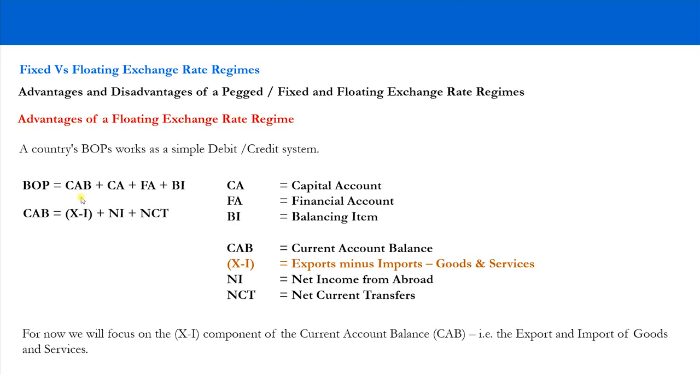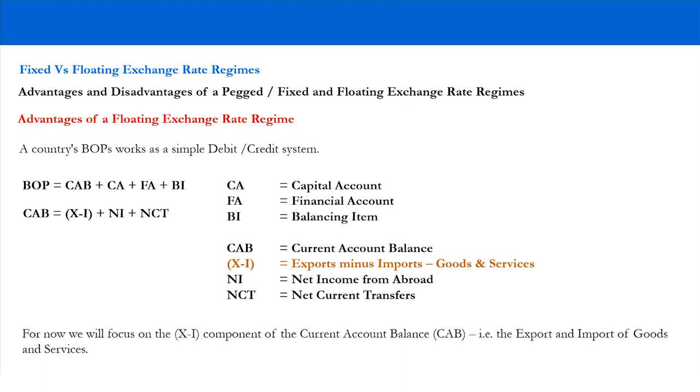We basically have a few components that are important. We have the current account balance, the CAB, and the CAB is exports minus imports, and that's for all goods and services, plus the net income from abroad, plus net current transfers. So the balance of payments, one of the main components is the CAB, and the current account balance is made up through net exports or imports, net income from abroad, and net current transfers.